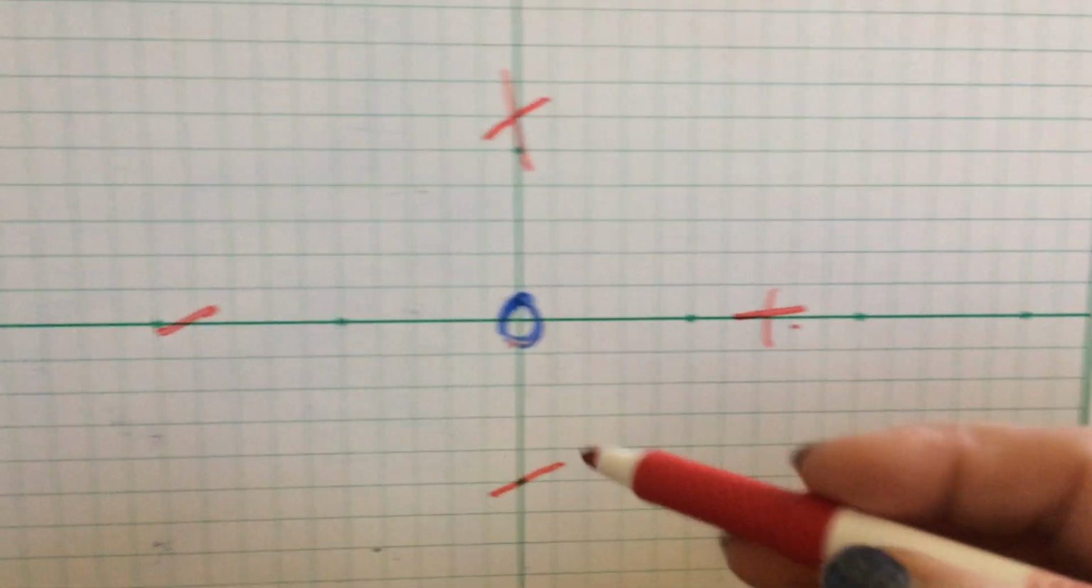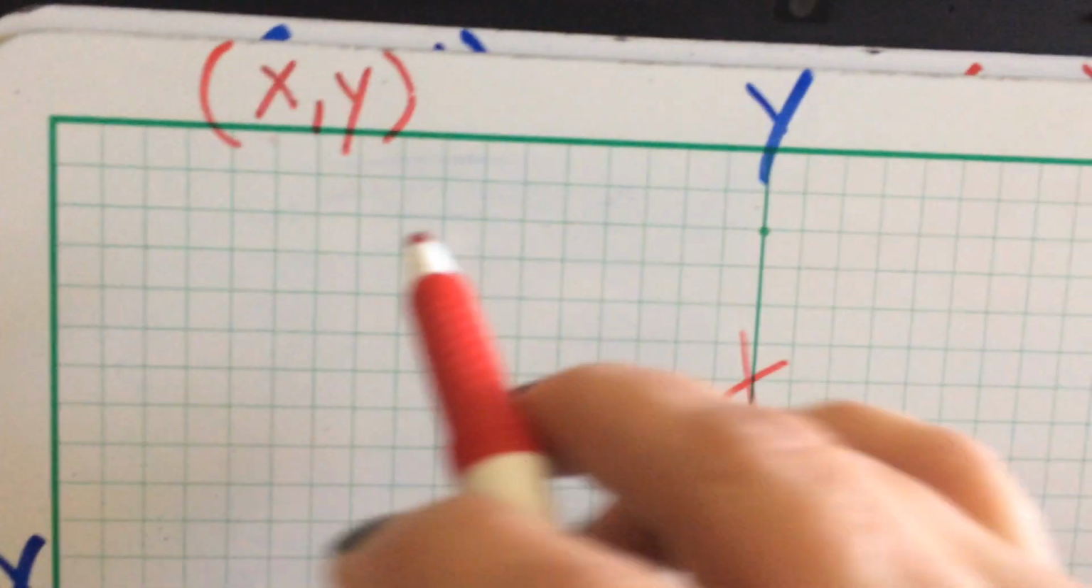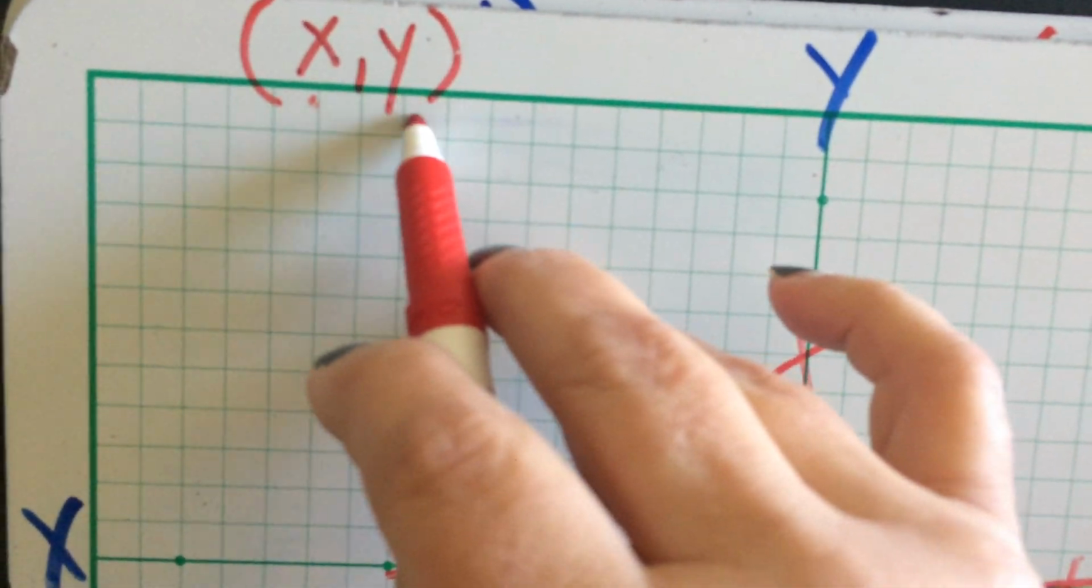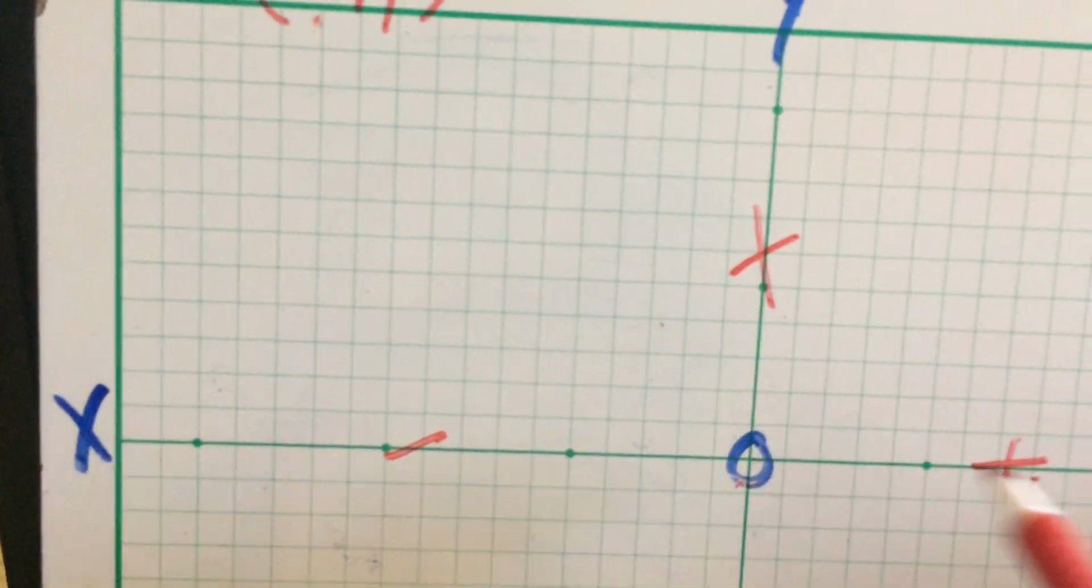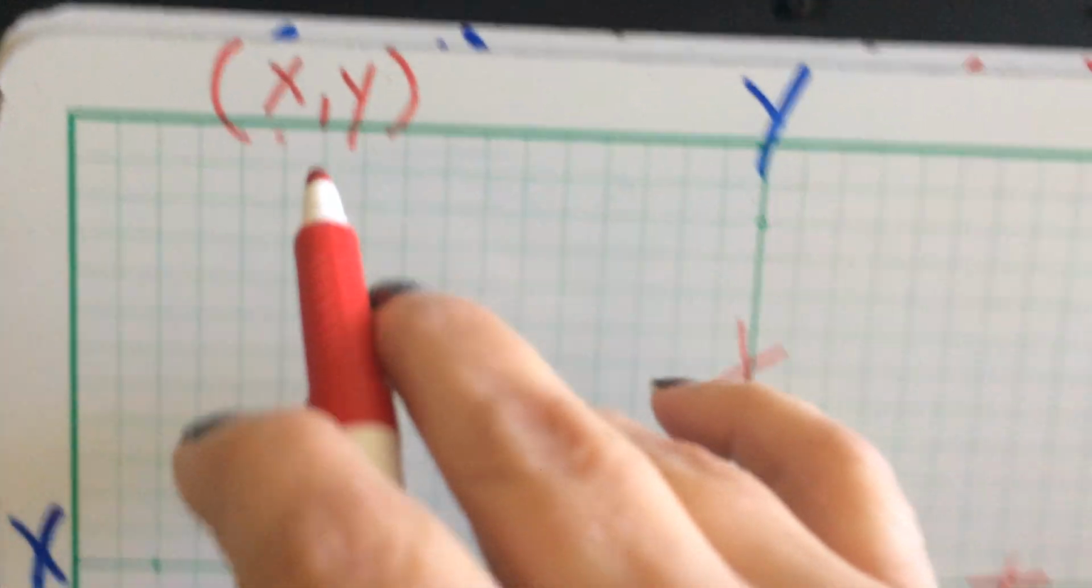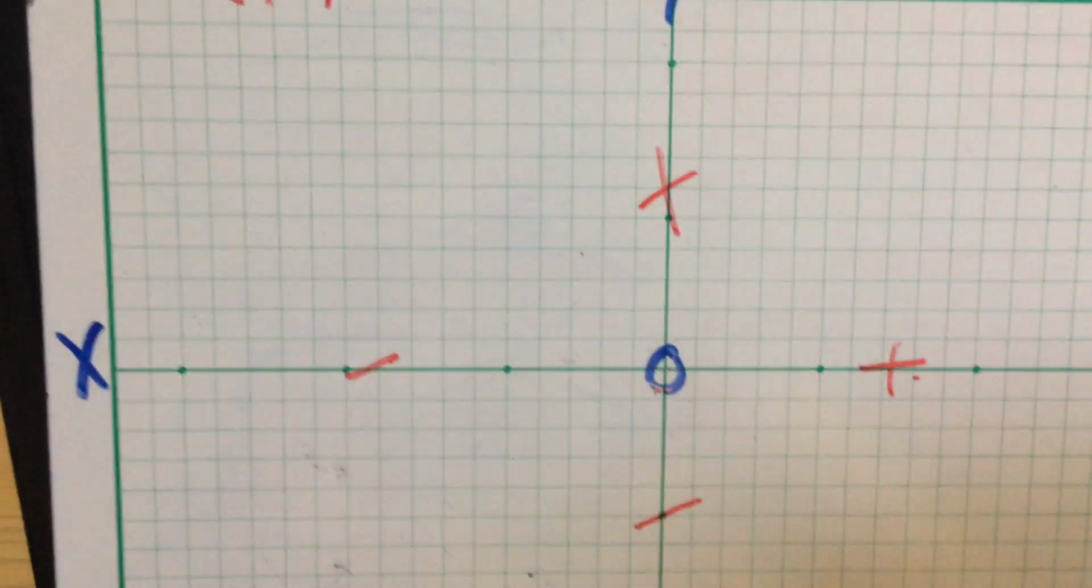That's going to help when we get ready to graph, because when you write your coordinates down before you plot them, you always put the x-axis first and the y-axis second.